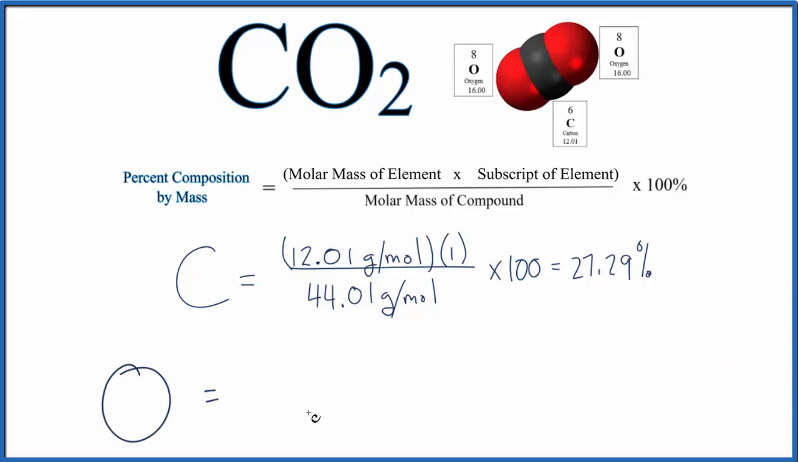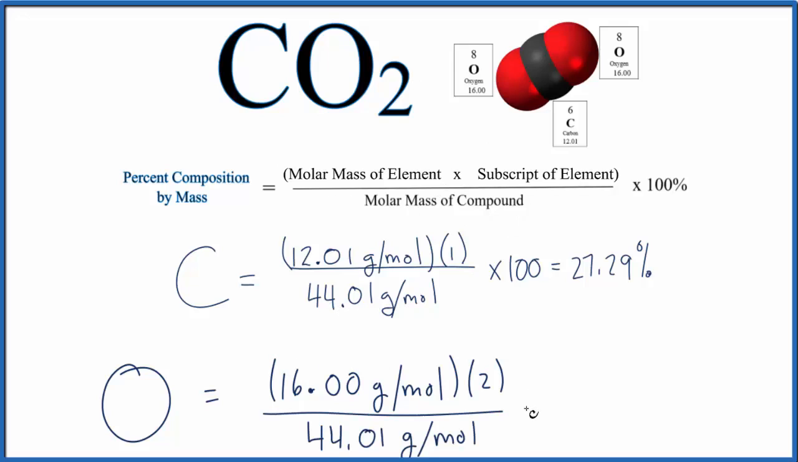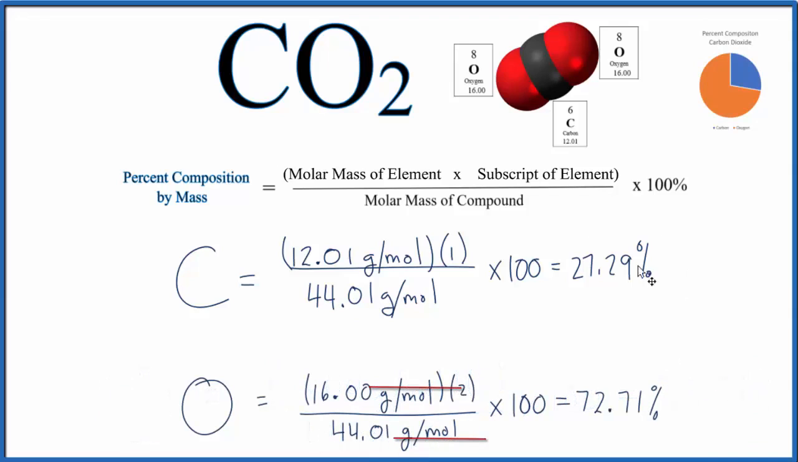So for the oxygen, we have a molar mass for one oxygen of 16.00 grams per mole. And the number of the oxygen atoms, we have 2. So we multiply this by 2, divide by the molar mass of the compound, which we found to be 44.01, and multiply by 100. That gives us 72.71%. These two percentages should add up to 100% or very close. You may have a bit of a rounding error depending on the periodic table you use.